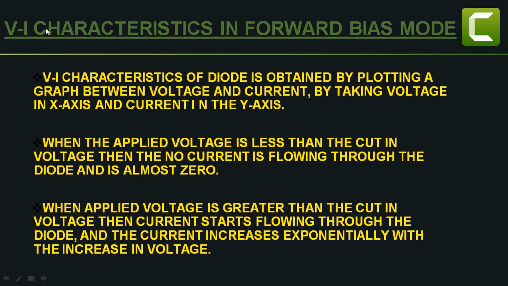Now come to the topic: voltage and current characteristics in forward bias mode. The voltage and current characteristics of a diode are obtained by plotting a graph between voltage and current, taking voltage on the x-axis and the current on the y-axis. When the applied voltage is less than the cut-in voltage or barrier voltage, then no current flows through the diode and it is almost zero. When the applied voltage is greater than the cut-in voltage or barrier voltage, then the current starts flowing through the diode and the current increases exponentially with the increase in voltage.